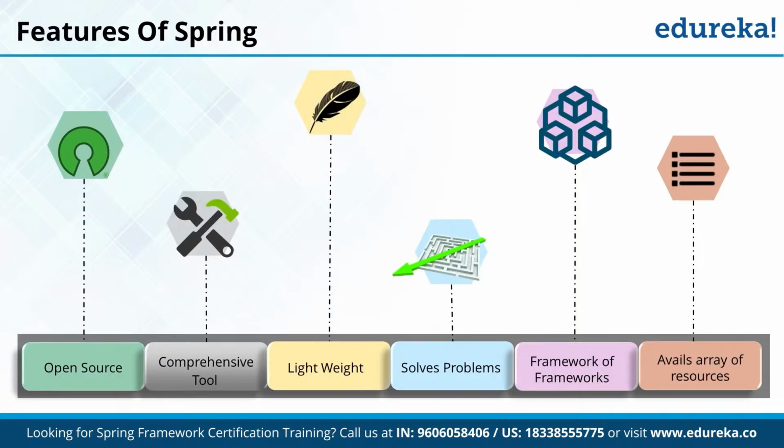It's lightweight when we talk about memory. It's very relevant in solving problems because it follows design patterns and effectively solves the problems we face in the enterprise edition of Java. We typically say that the Spring framework is a framework of frameworks. Why a framework of frameworks? Because you can use a lot of frameworks within the Spring framework itself. For instance, if you want to do object relationship mapping using Hibernate, Hibernate can be integrated, it is already there. We have the APIs through which we can directly access Hibernate. That's why we say it's a framework of frameworks. It avails an array of resources.